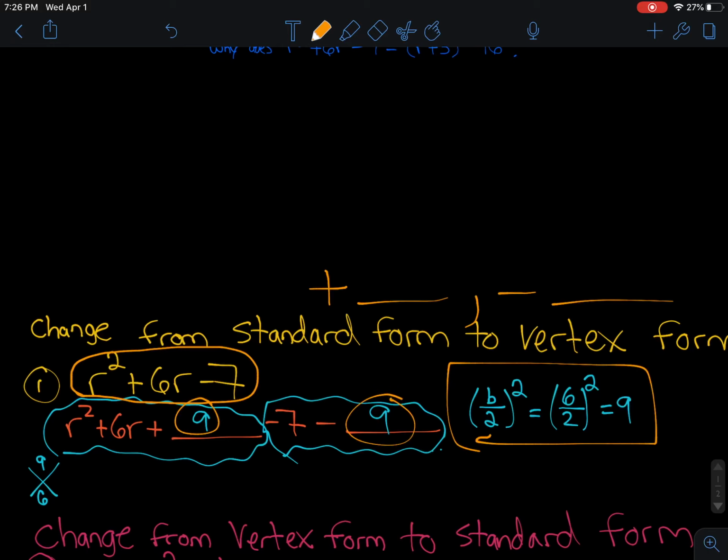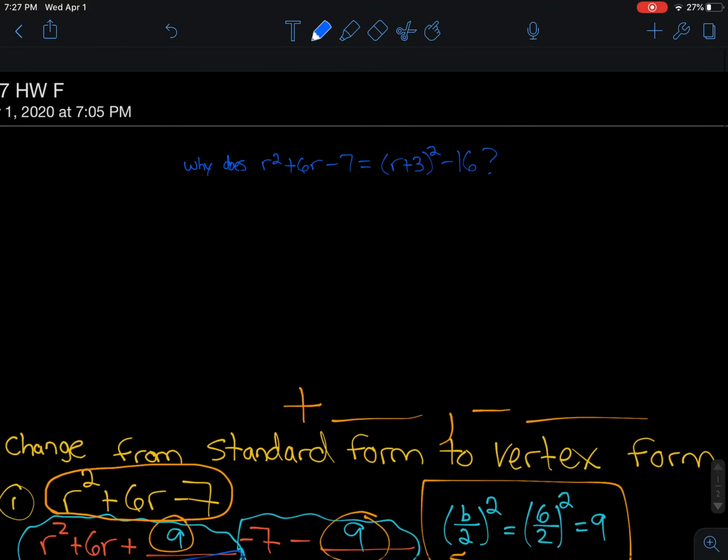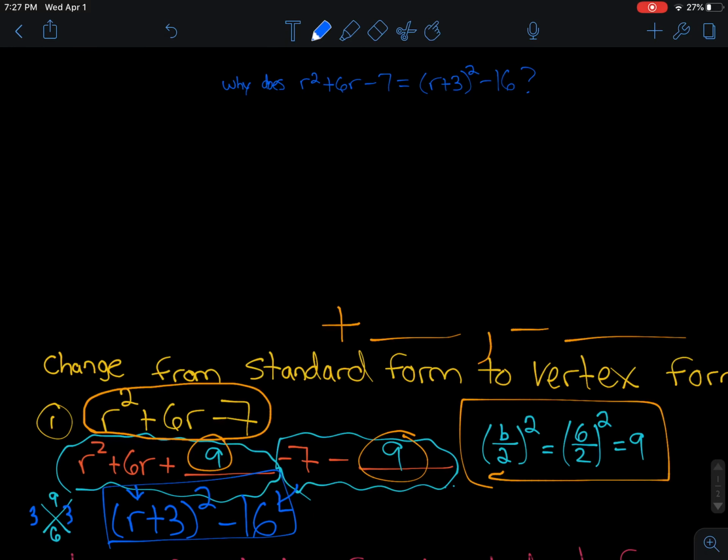Now, remember, it's two pieces of the puzzle. You look at that quadratic trinomial there and you factor it. What are two numbers that multiply to 9 and add to 6? Well, that would be 3 and 3. So this factors to (r plus 3) squared. And then negative 7 minus 9 is going to be negative 16. So if you look, when you do this completing the square, they equal each other. That is one way of looking at it.